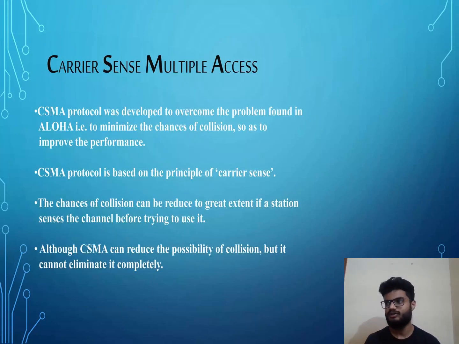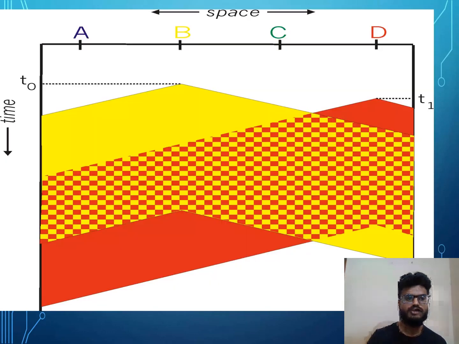So now we are going to talk about the second classification of random access protocol, which is carrier sense multiple access protocol. CSMA was developed to overcome the problems found in Aloha, that is, minimization of the chances of collisions. To improve that model, the CSMA protocol was based on the principle of carrier sense. The chances of collision were reduced to a greater extent as compared to Aloha. So this is a time-space diagram of CSMA.